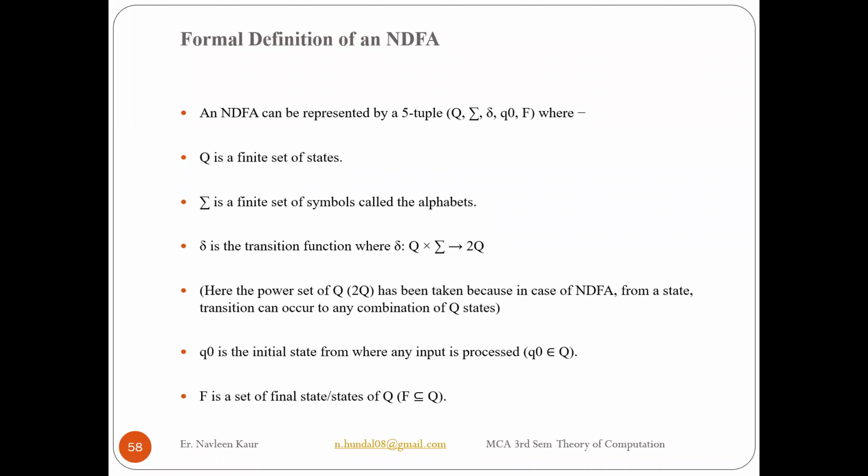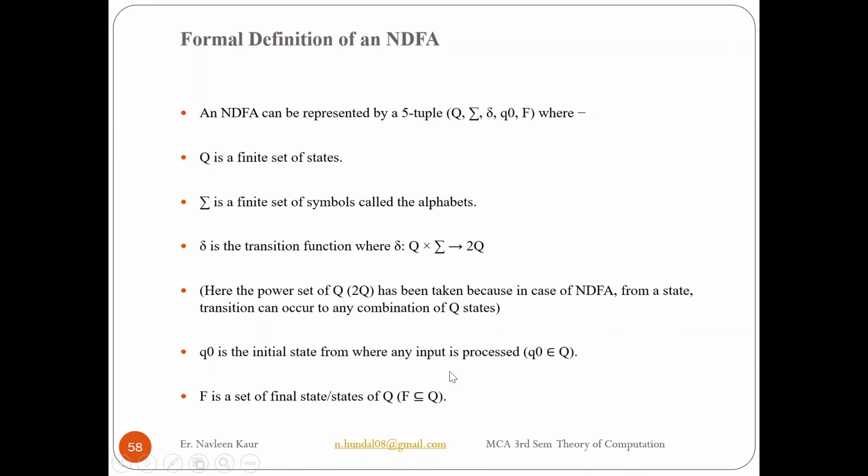If there are 2 states, there are 4 states to which it can move. If there are 3 states total in your finite automata, the next state can be any of 2 raised to power 3, which means there are 8 states to which it can move. So the next state is not determined. Here the power set of Q, that is 2 raised to power Q, has been taken because in case of NDFA, from a state, transition can occur to any combination of next Q states. Whatever states there are, you can move to those.